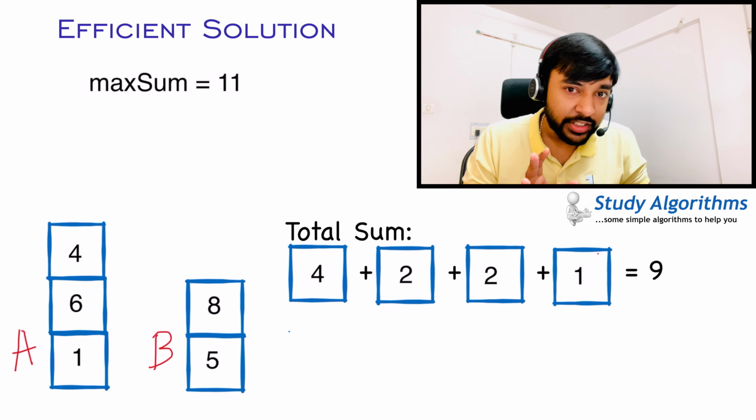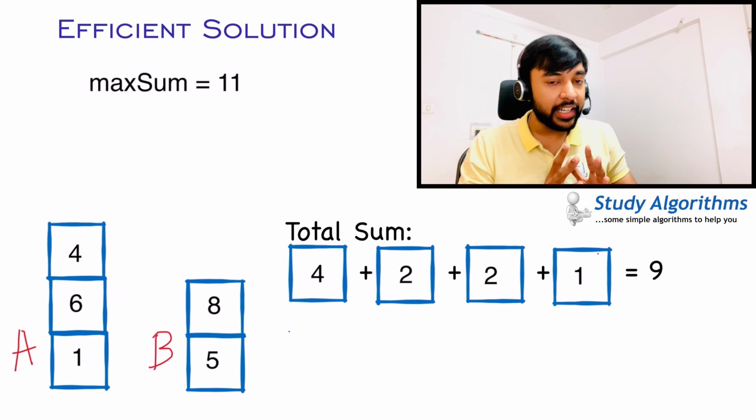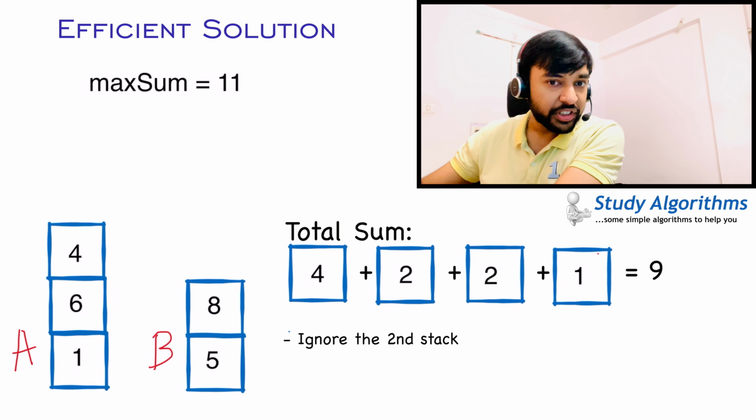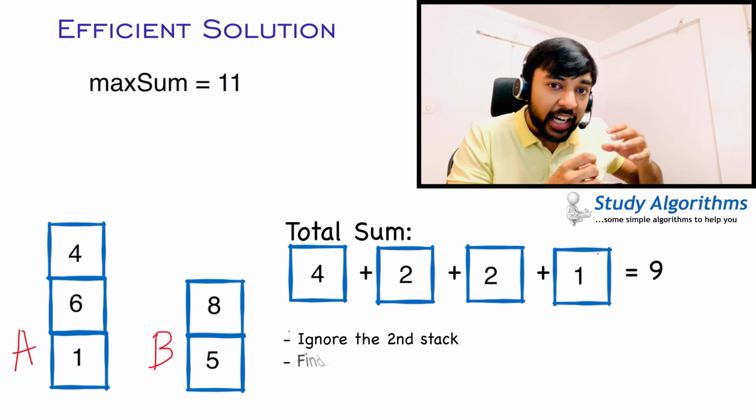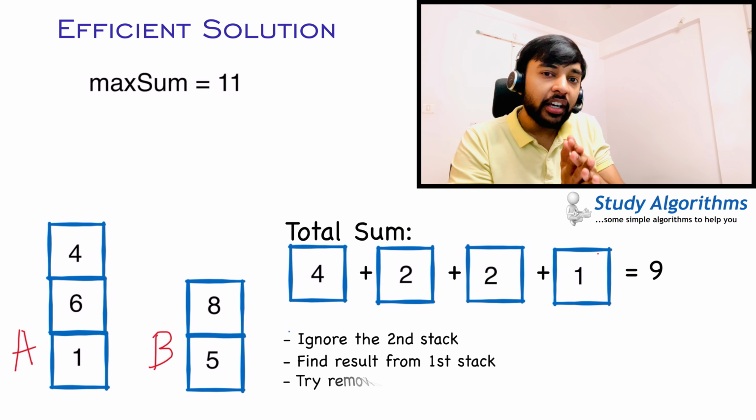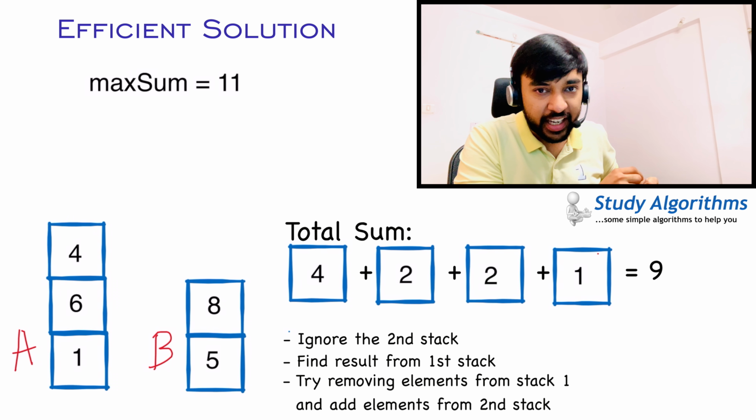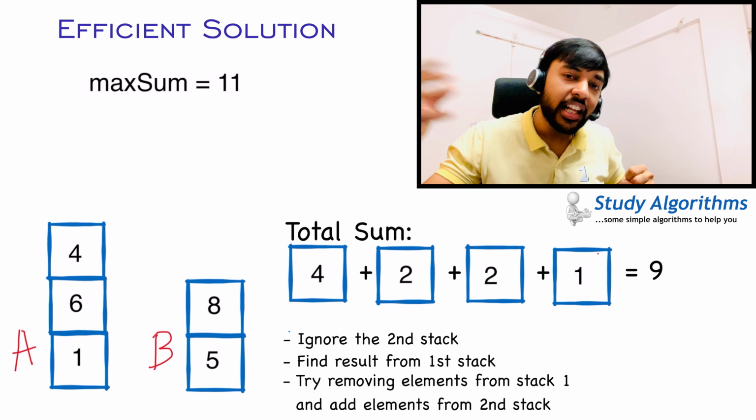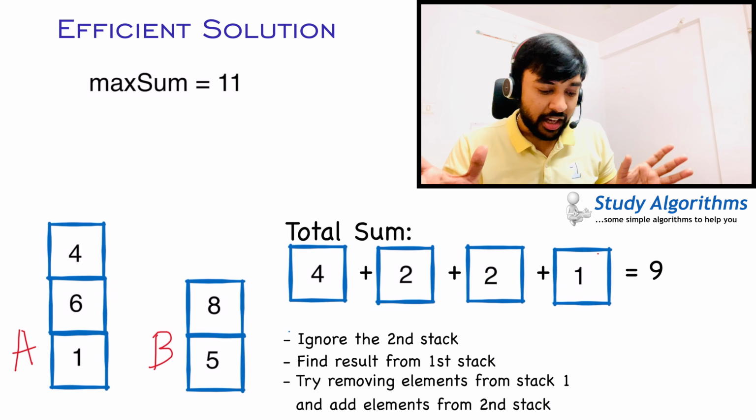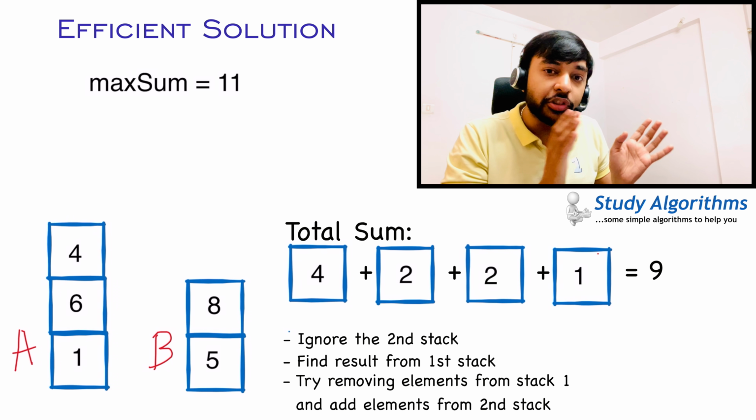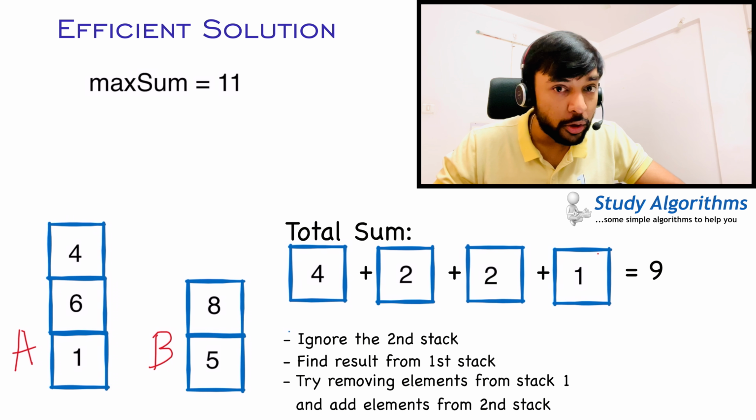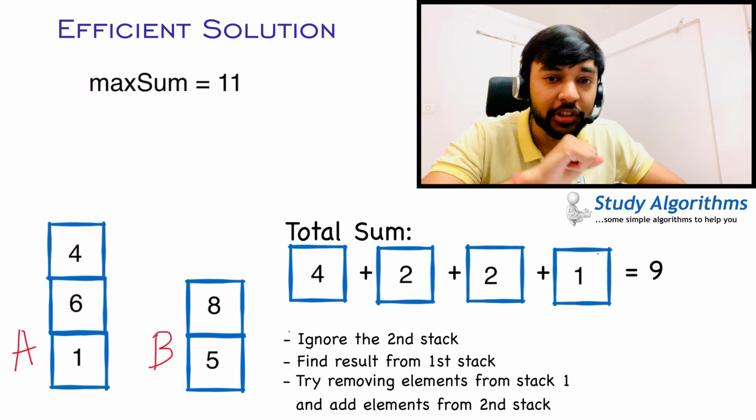So to solve this question, you can follow this general idea. First of all, just ignore that stack number 2 is even present. Try to get all the elements from stack 1 and then try removing one element from the first stack at a time and try to get the elements from the second stack. Once again, try to reach the max sum. Once you have reached the max sum using both the stacks, that will be your answer. Now, let us try to do a dry run of this code and see how this is working in action.